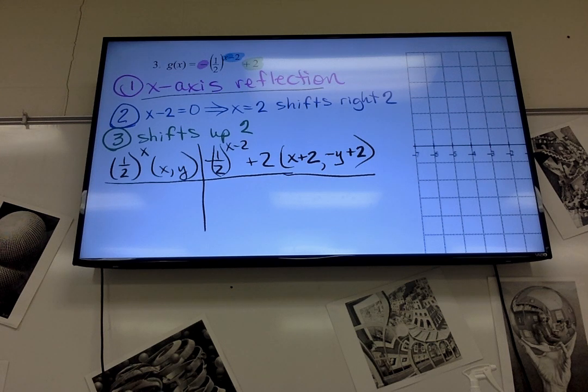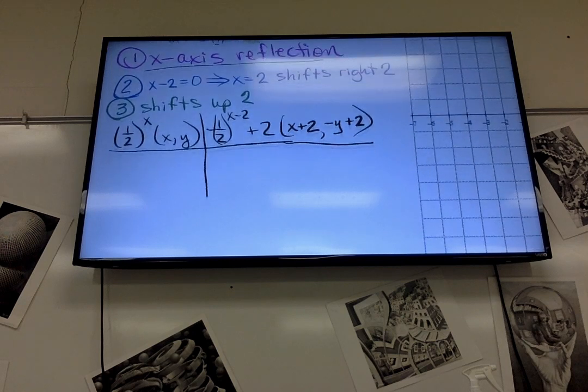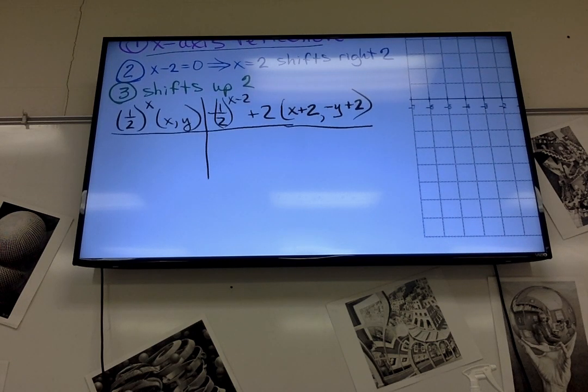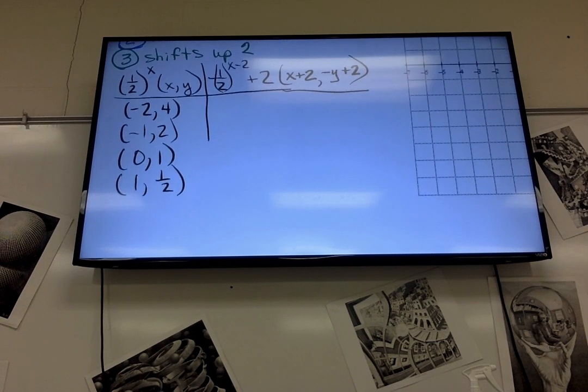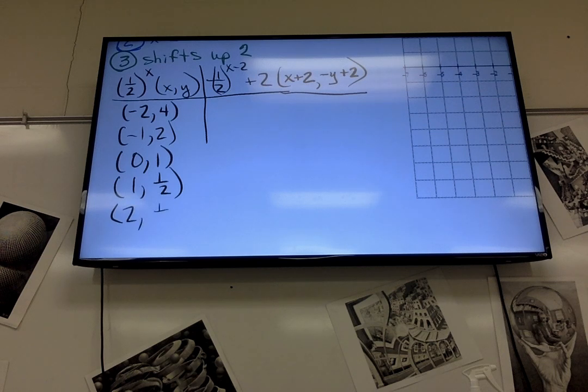Good. So now we're going to pick up the points from negative 1/2 x. They were on the very first page that we did. And they were (-2, 4), (-1, 2), (0, 1), (1, 1/2), and (2, 1/4). So we're going to add 2 to x for each one, change the sign of y, and add 2 for each one to get our new ordered pairs.